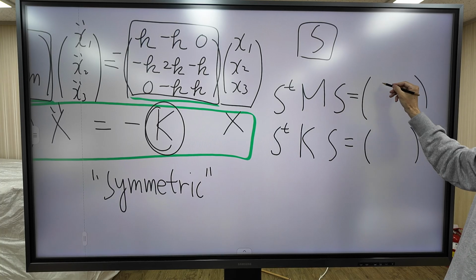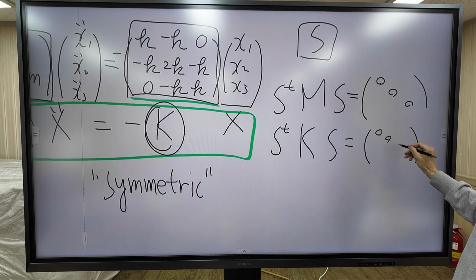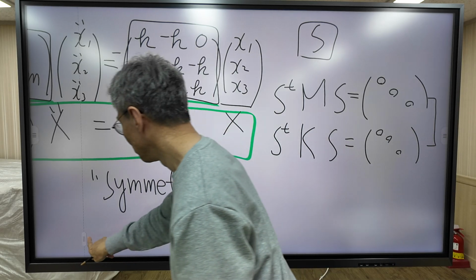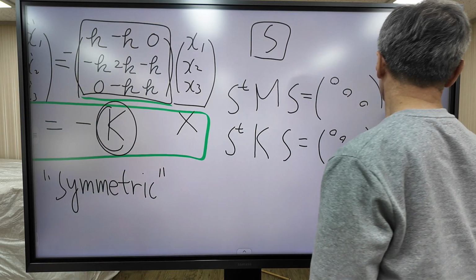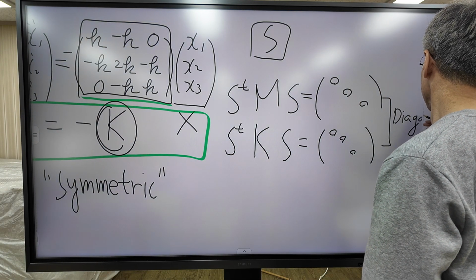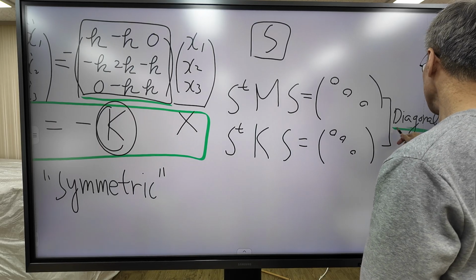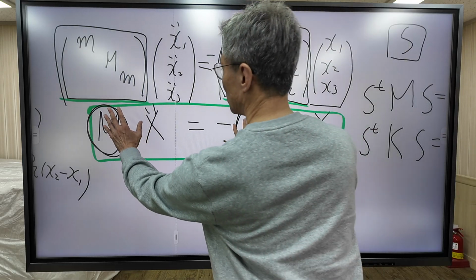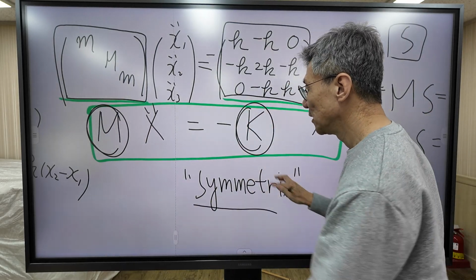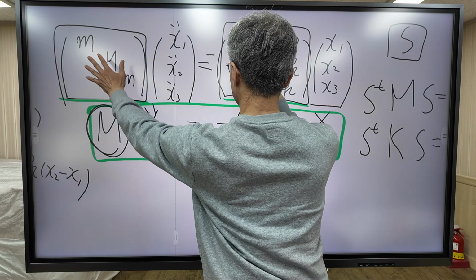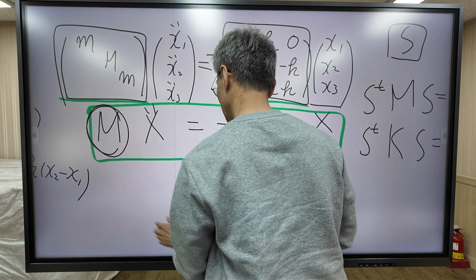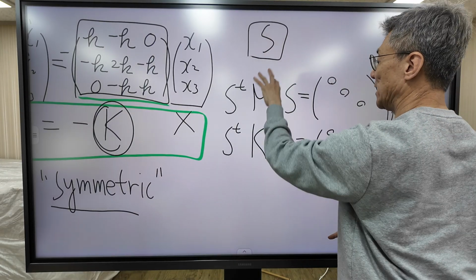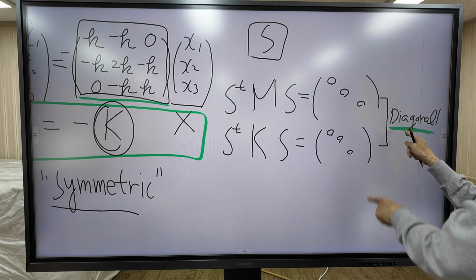Then we obtain a new matrix. And according to mathematicians, this is diagonal. This is very important. As I said before, initially these two matrices are not diagonal. This matrix is symmetric, but not diagonal. But we can always find matrix S. Using matrix S, these M and K matrices can be diagonalized.